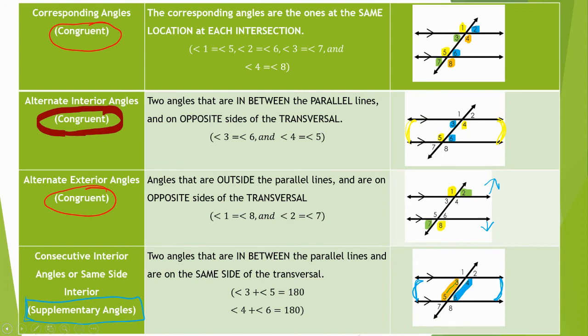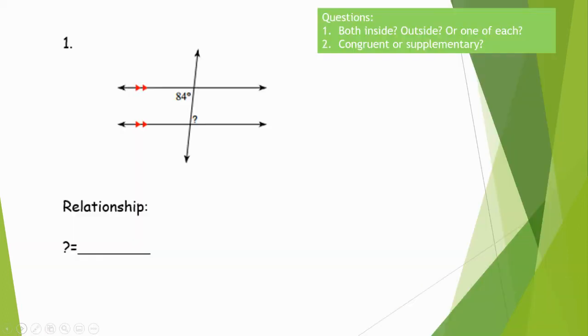Our corresponding, notice the yellow, there was one inside and one outside. On the interior, they're both inside. Exterior, they're both outside. And here's our other interior. They were, again, both inside. So we ask ourselves: both inside, outside, or one of each.